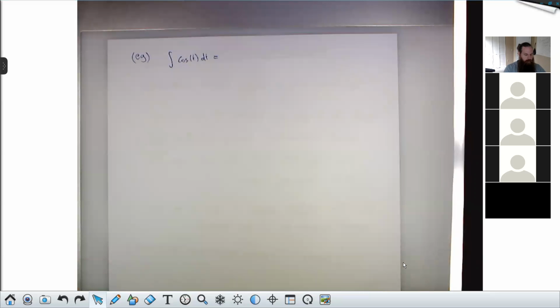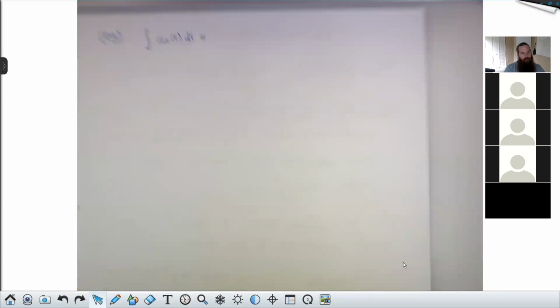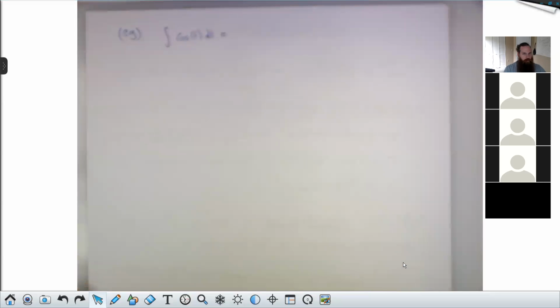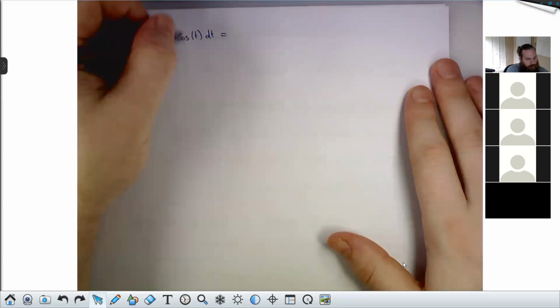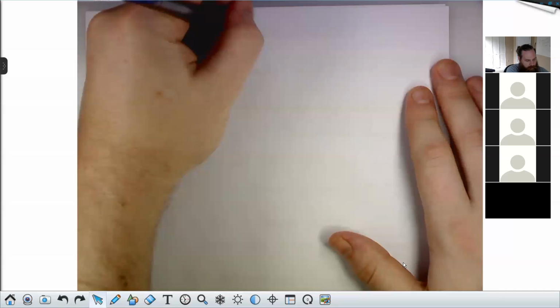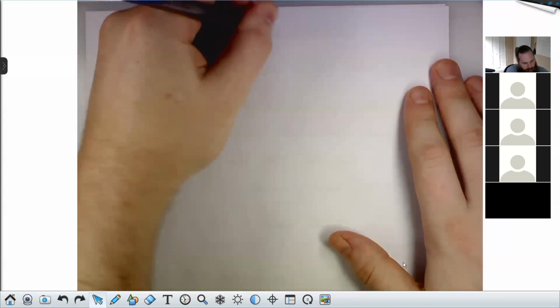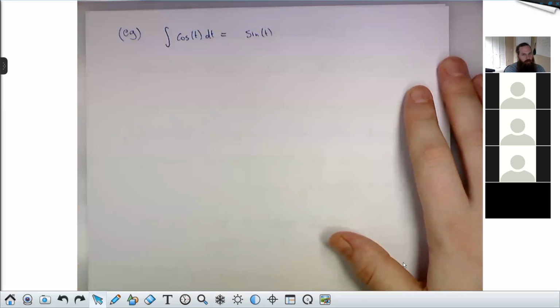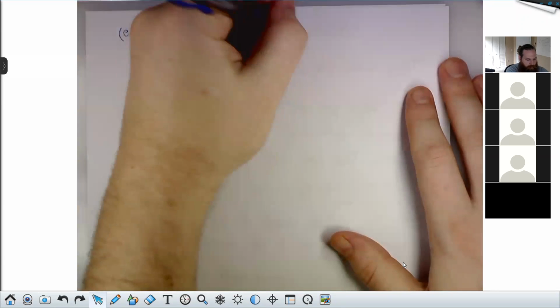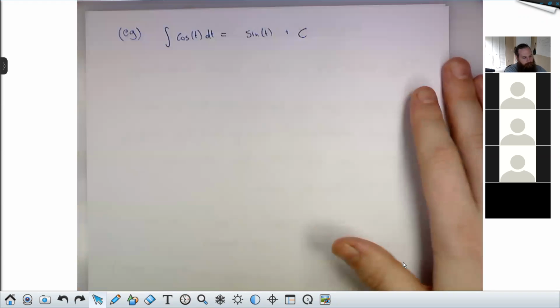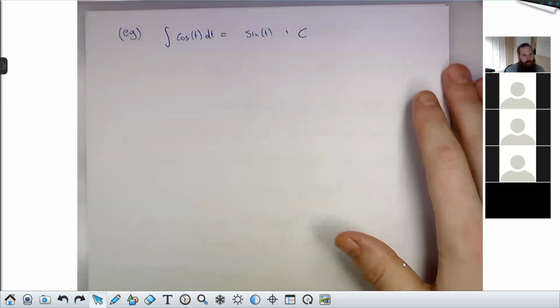So if I want to do the indefinite integral of cos t dt, that means I need to find the most general antiderivative for cosine of t. Who differentiates to cosine? Well, sine. So sine of t is kind of your core antiderivative. And then you'd slap on this plus c. That's it. Easy as pie, right?